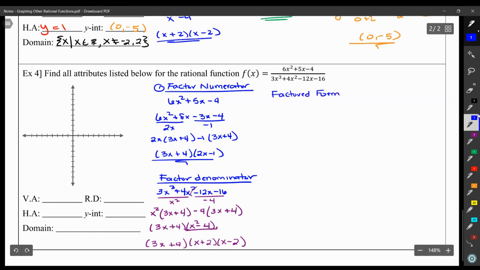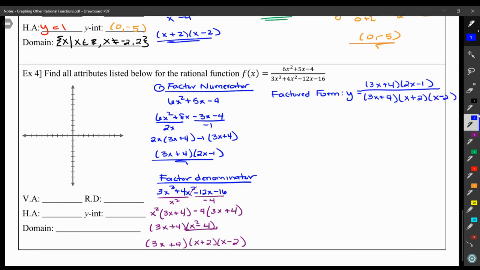Factored form. So in the numerator, we've got, so y equals 3x plus 4 times 2x minus 1. And in the denominator, we have the 3 factors. We have 3x plus 4 as one of the factors. We have x plus 2 as a factor, and we have x minus 2 as a factor.